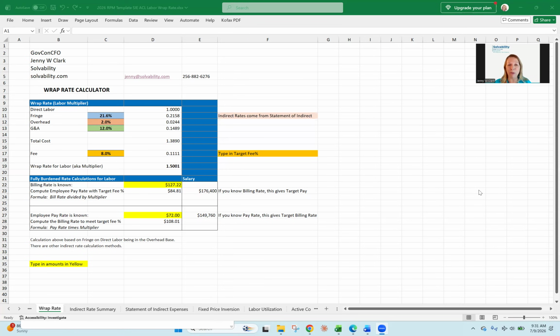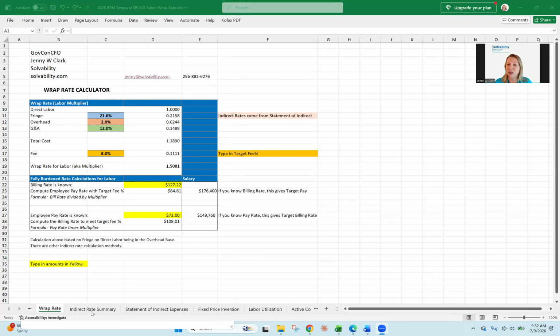In my example, super simplified, I just chose 21.6% for fringe, 2% for overhead, 12% G&A, and 8% fee. The reason I chose that is mathematically that comes out to a straight 1.5, which means for $50 worth of direct labor, the fully burdened labor rate with fee is going to be 50 times 1.5, or $75 an hour. So now you're at the more advanced stage.